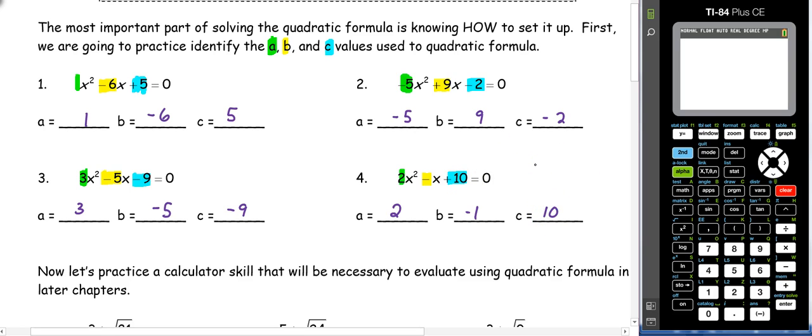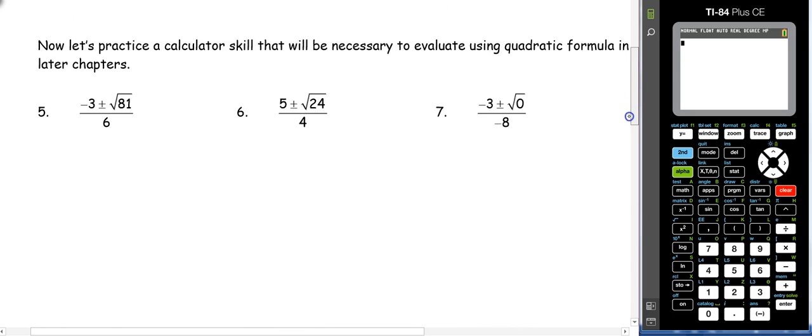Now, once we've used our a, b, and c values, substituted them into the quadratic formula and solved, we're going to get something that looks like these on the bottom. All we're going to do today is work on putting them into the calculator. Notice that they all have a plus or minus sign. So we need to split these fractions into two different problems, one that has a plus sign and one that has a minus sign.